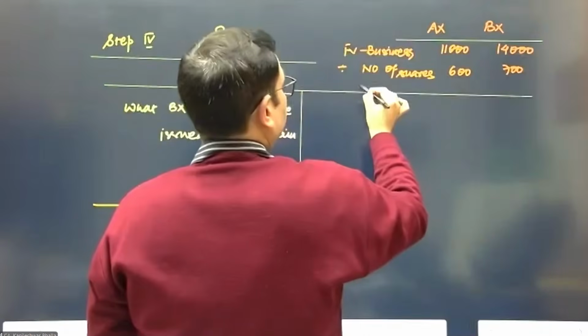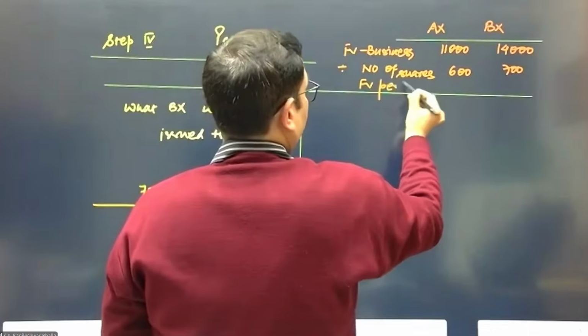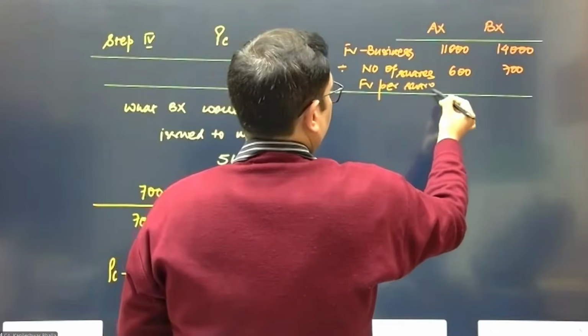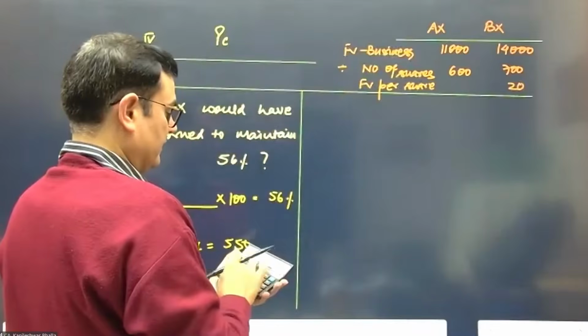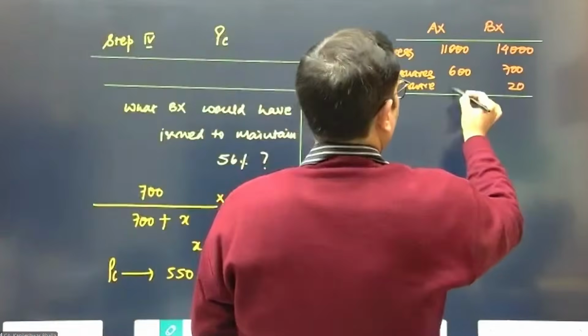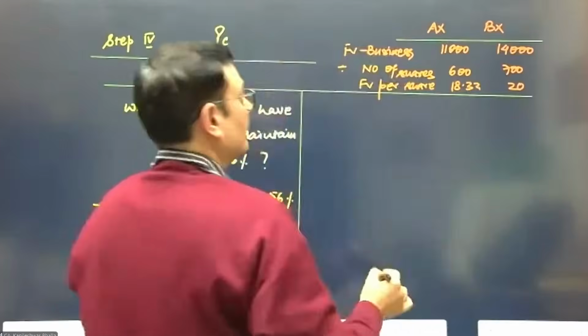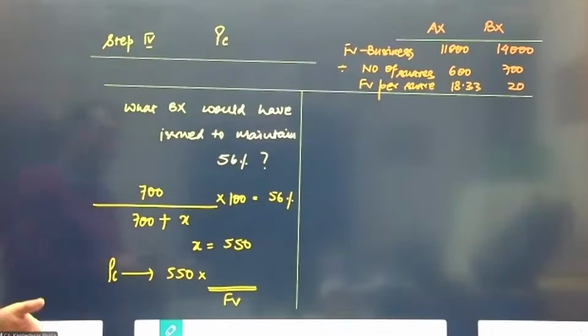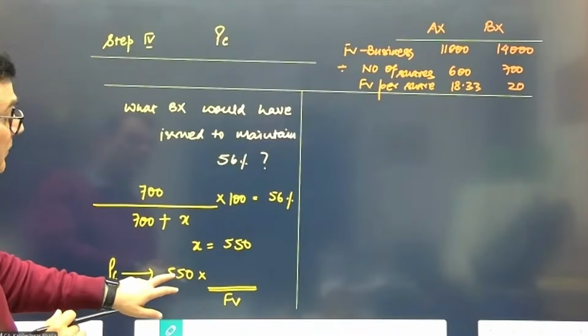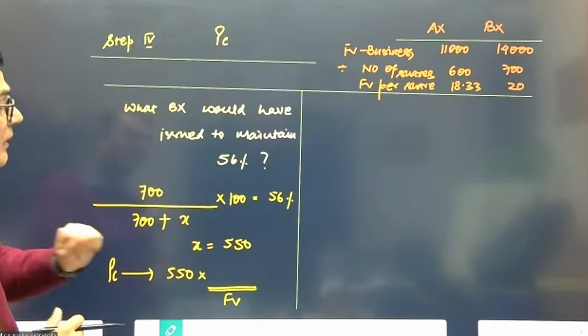So we can get the fair value per share. This is going to be 20, and 11,000 by 600. This is, I think, 18.33. Okay, so this gives us the fair value of the share. So we can just multiply this with what? Multiply this with 18.33 or multiply by 20.